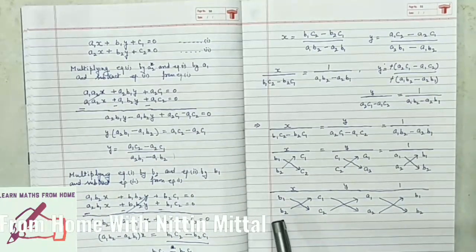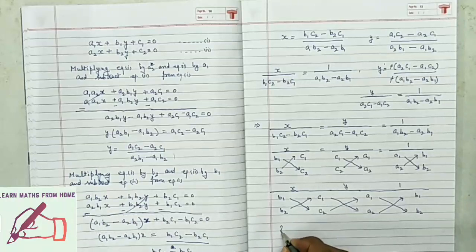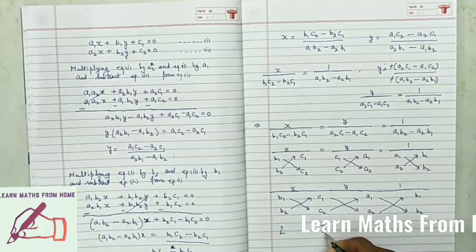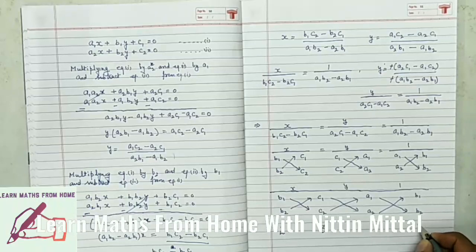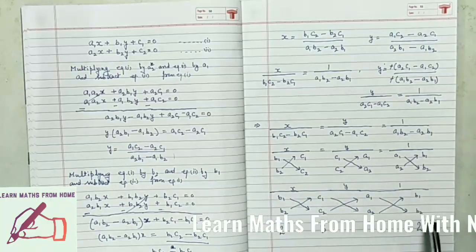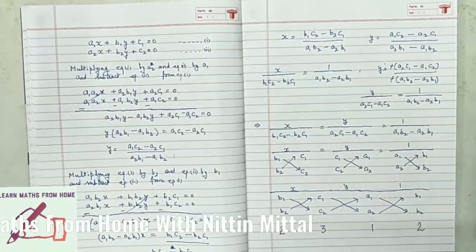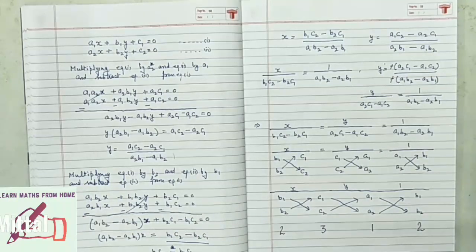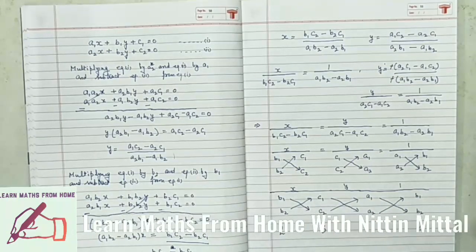And here if you see, if we take b as 2 and c as 3, a values as 1, b values as 2, the method becomes 2 3 1 2, and this is the diagram that we got from the elimination method. So you can conclude the cross multiplication method is nothing but derived from the elimination method.